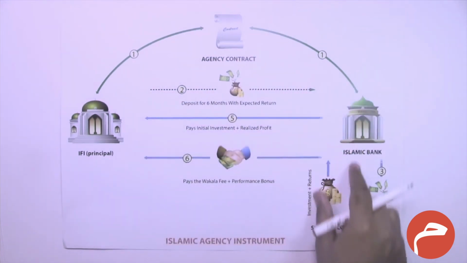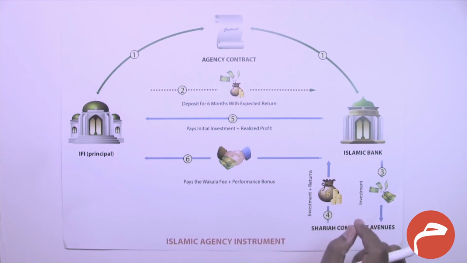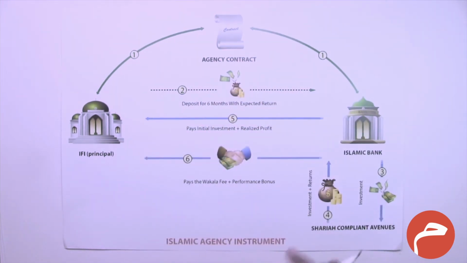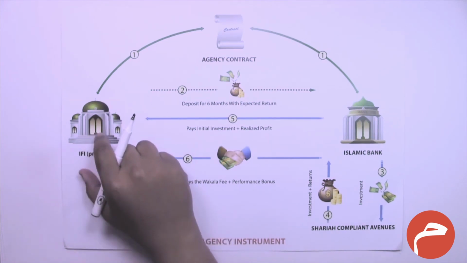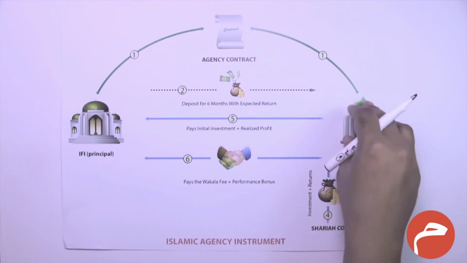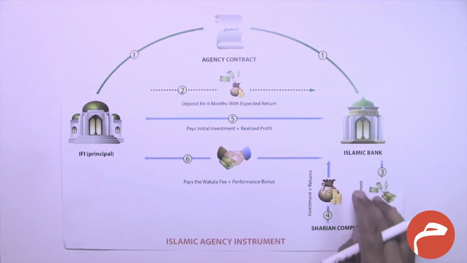Now let us discuss another important structure which is used to manage liquidity by Islamic financial institutions. And this is called a wakala placement instrument or an Islamic agency instrument. Basically, this is an agency concept in which the principal who wants to place its excess liquidity appoints the other bank as its agent to invest the excess liquidity in Sharia compliant avenues.